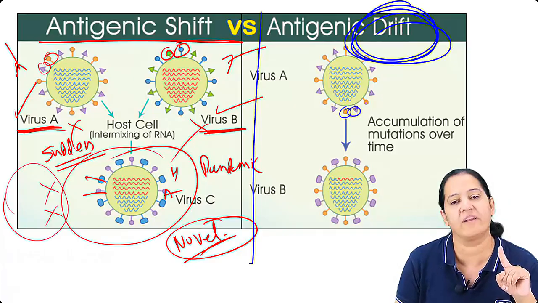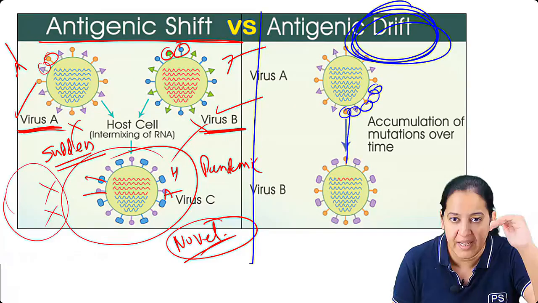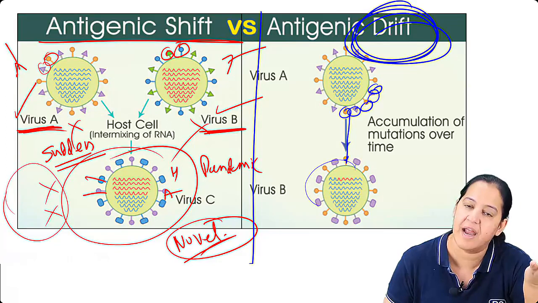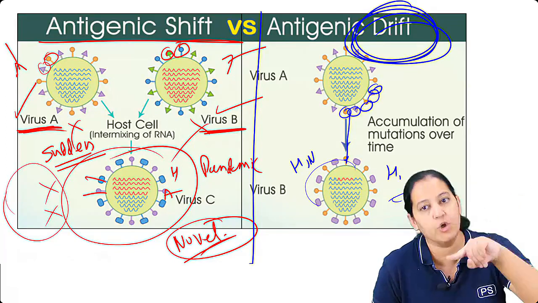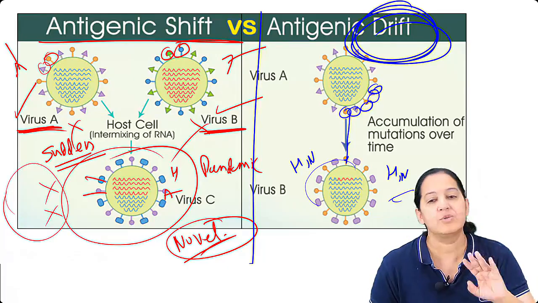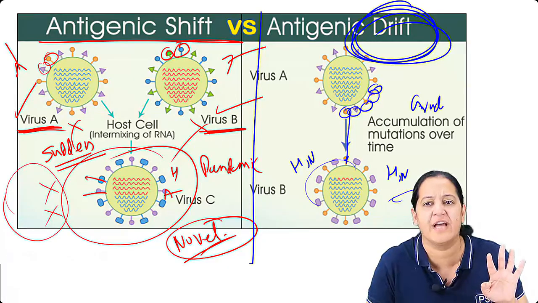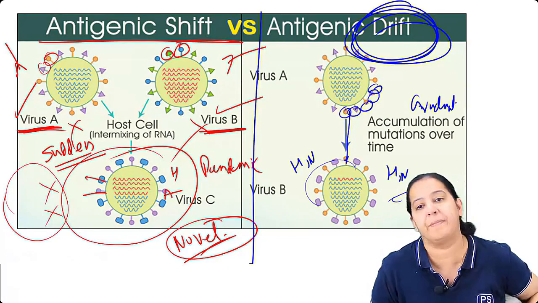See, only one virus is there, with H and N. Gradually, the old H and N are present and the new H and N are coming. The old are also present and gradually the new are coming. They are replacing the old one. So it's gradual, it's slow, it takes years. It leads to epidemic.